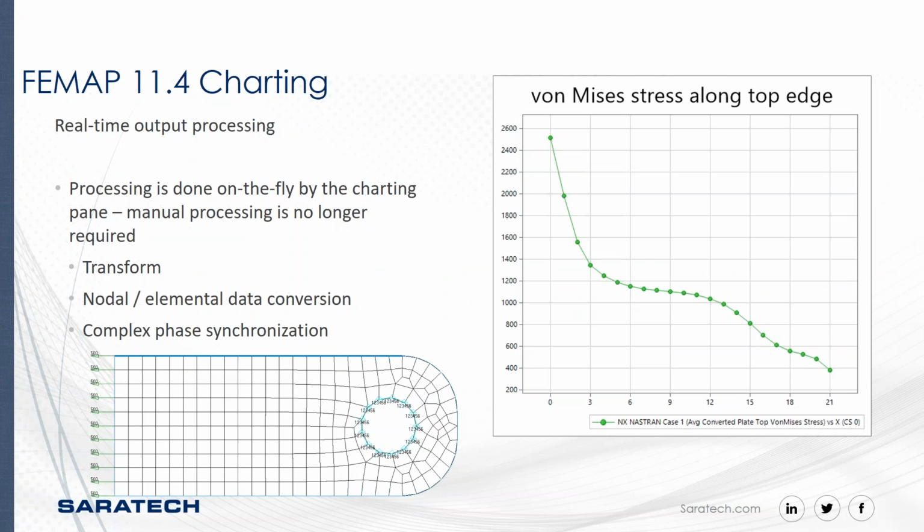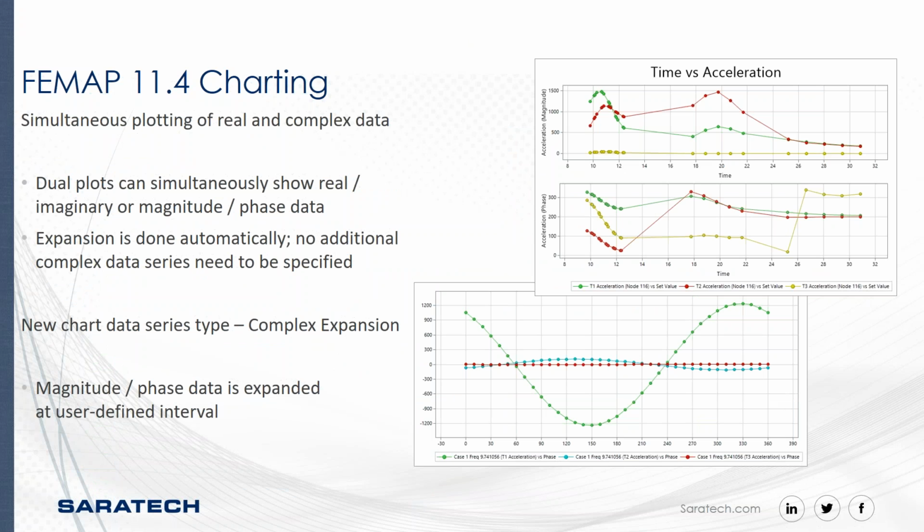Let's head back here. Also, in addition to the dynamic charting, you're able to do simultaneous plotting of real and complex data. So you're able to show dual plots. This would be for showing magnitude and phase data. So for a frequency analysis, you can show both the magnitude and the phase data. And expansion is done automatically. There's no additional complex data series that needs to be specified.